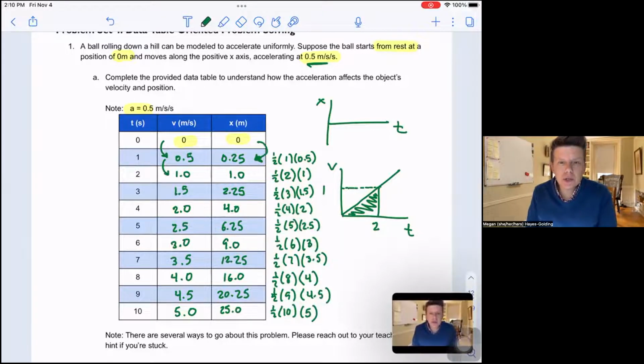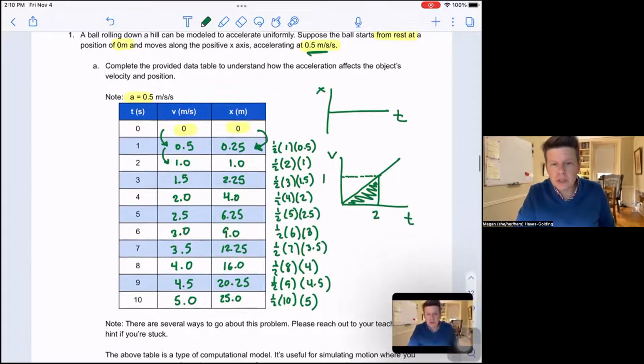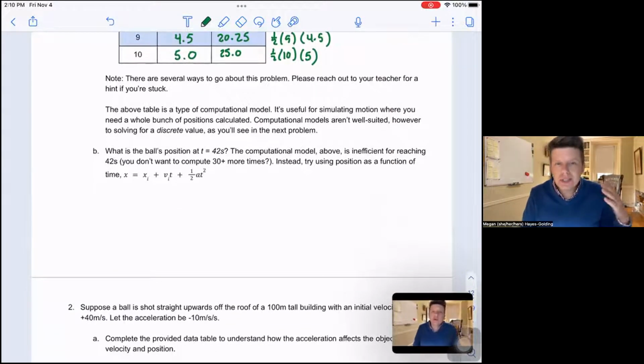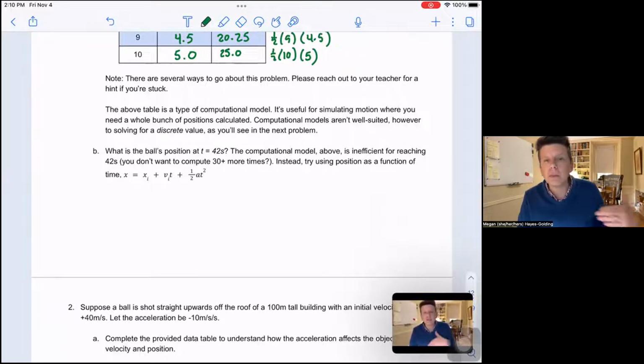Here are my answers to all the numbers on the table. After you've double checked that all the quantities match up with yours, let's take a look at the next part of this. This data table that we just created is called a computational model because we spent a ton of time filling in a bunch of data. A computational model relies on tons of computation. That can be done by a human or by a computer, but the idea is to generate a ton of information. You could then graph it, but it doesn't directly answer a whole lot of questions.